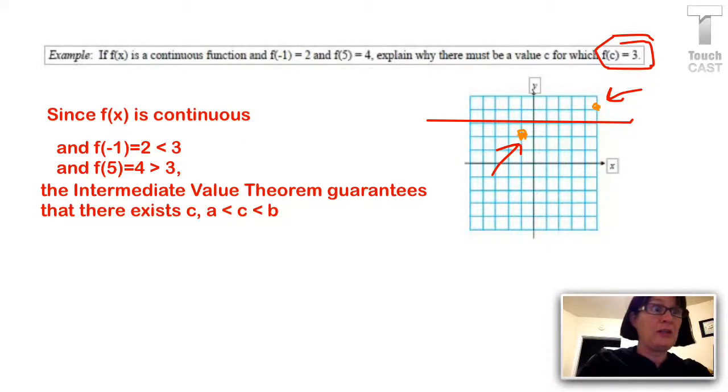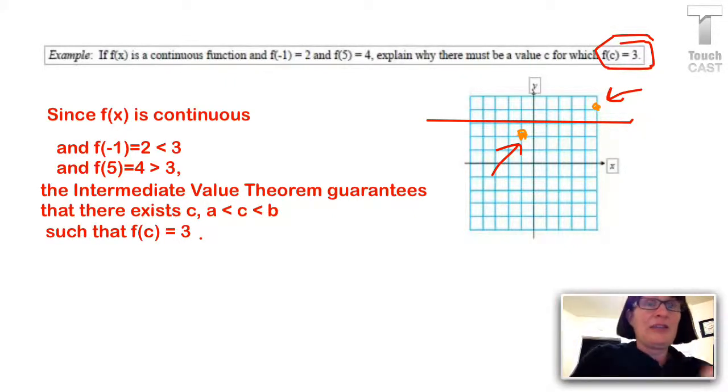And this is the good part of the intermediate value theorem. It can guarantee that there exists an x value. So we're going to call it c, because that's what we called it in the problem. So the intermediate value theorem guarantees that there exists c. C has to be between a and b. So we say a is less than c, which is less than b. And then here's that final statement, and that the c value that exists, it meets our original requirements, which were they had to have a y value that was equal to 3. So the intermediate value theorem guarantees that there exists c, a is less than c, which is less than b, such that f of c equals 3.